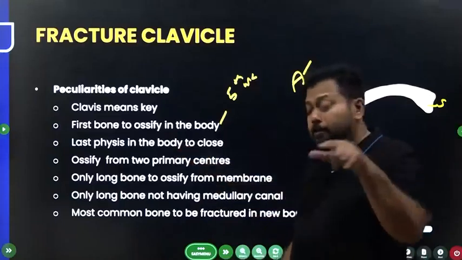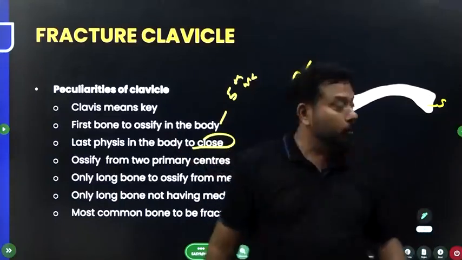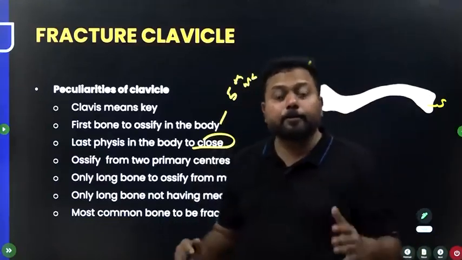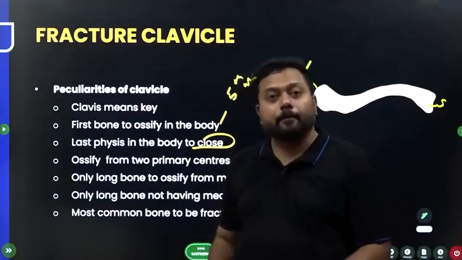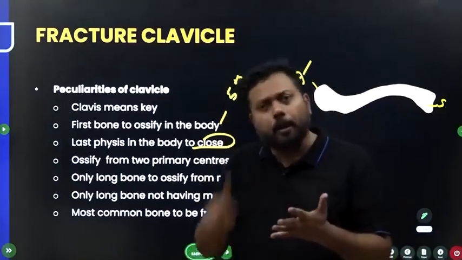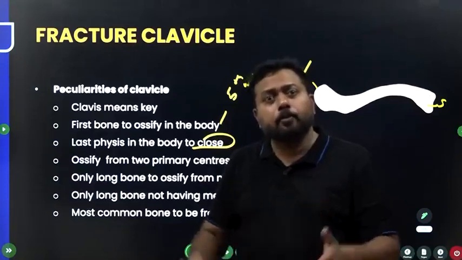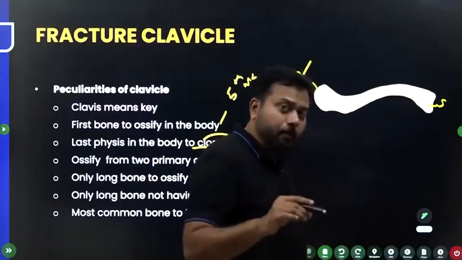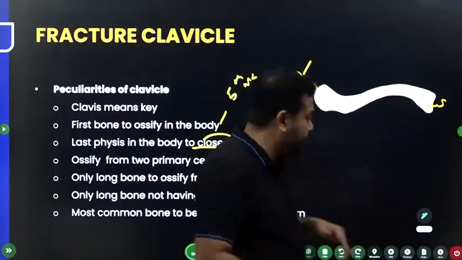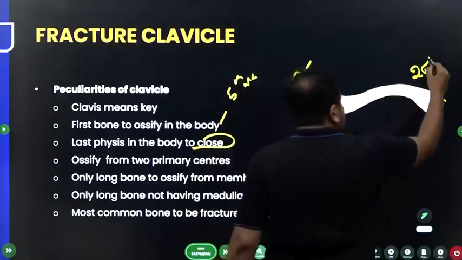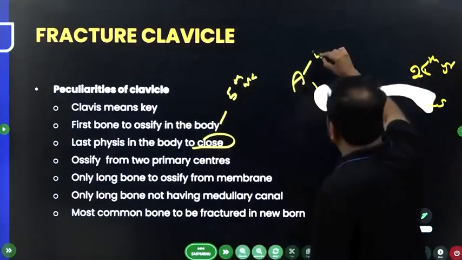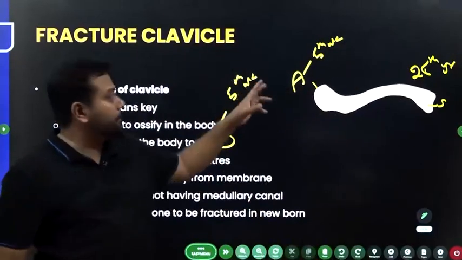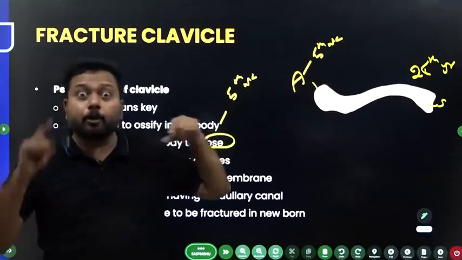And this is the last bone to complete ossification. So the sternal end of the clavicle is the last site in the human body to complete its ossification. See how peculiar it is. This is the first bone to start ossifying, and this is the last to complete its ossification, by 25th year of life. The acromial end starts ossifying by the 5th week and completes its ossification by 25 years of life.